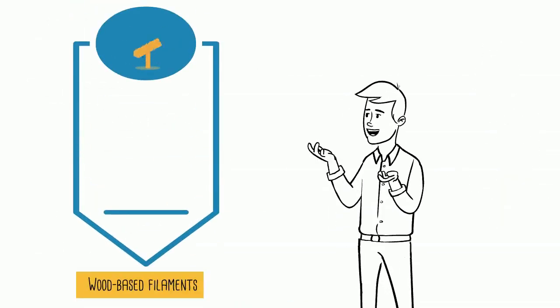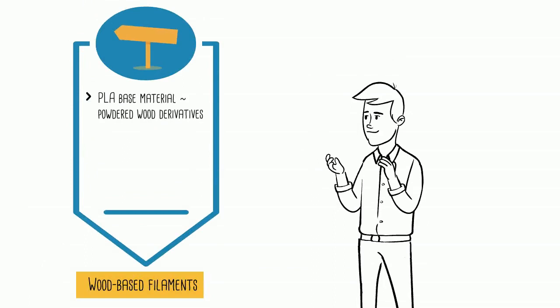Wood-based filaments. Combine a PLA-based material with powdered wood derivatives. Typically, the filament consists of around 30% wood particles.